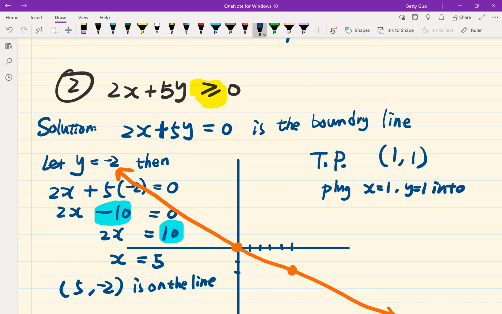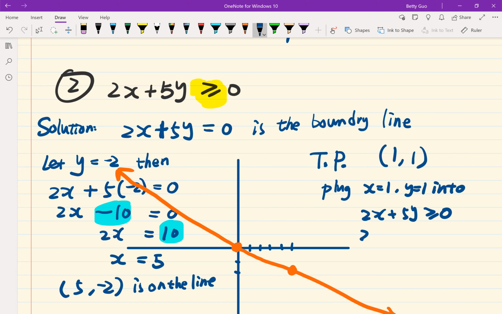We plug into the equation or original inequality. Please look at your note. Plug in the testing point into where? Yeah, the original inequality. This actually is a common mistake. They plug in on the straight line. The original inequality, okay? So it's 2x plus 5y bigger than or equal to 0.